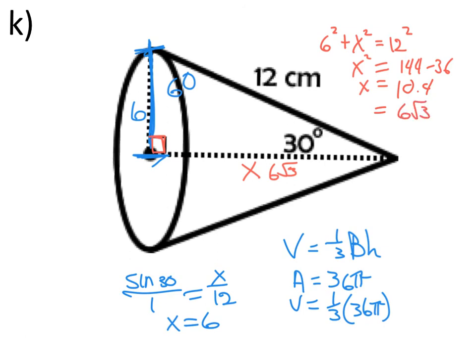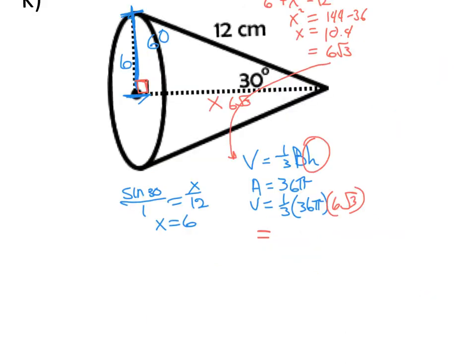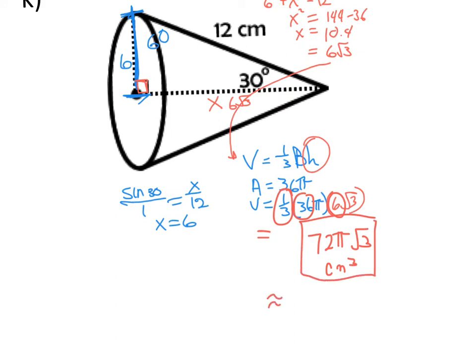Okay, so multiplying back here to find the volume, that goes in for our height. Our height is 6 radical 3. So this is a problem where we need to carry down the pi and the radical 3. And then multiplying the numbers, 1/3 times 36 times 6 is going to be 72. So that's 72 pi radical 3 cubic centimeters. As a decimal, that would look like 391.8 cubic centimeters.